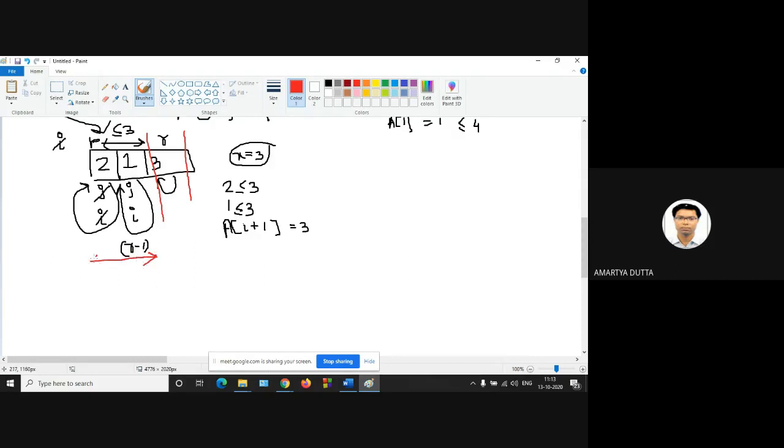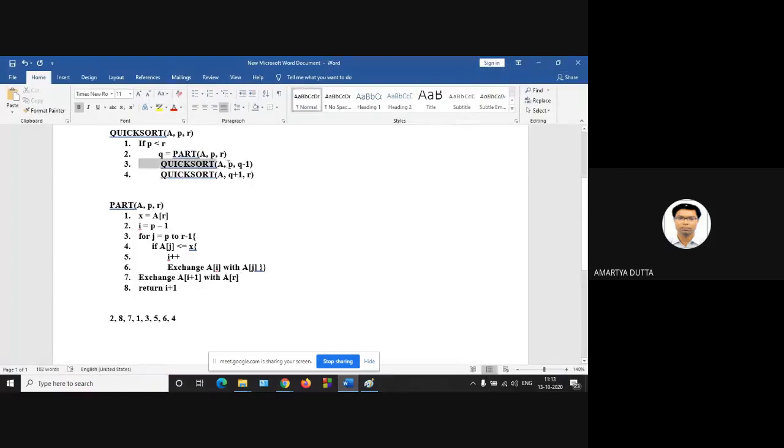And now we have to recursively solve this 2, 1. How to solve this 2, 1? The function will be called again. So for 2, 1, again you have to call quicksort, line number 3. After the sorting of the left side, only then you have to go for the right side.